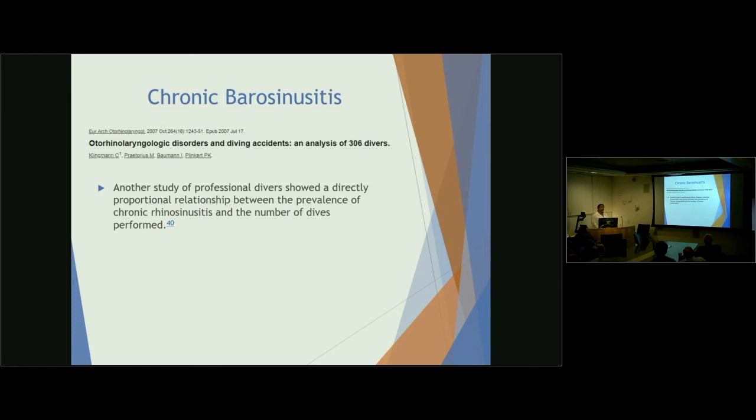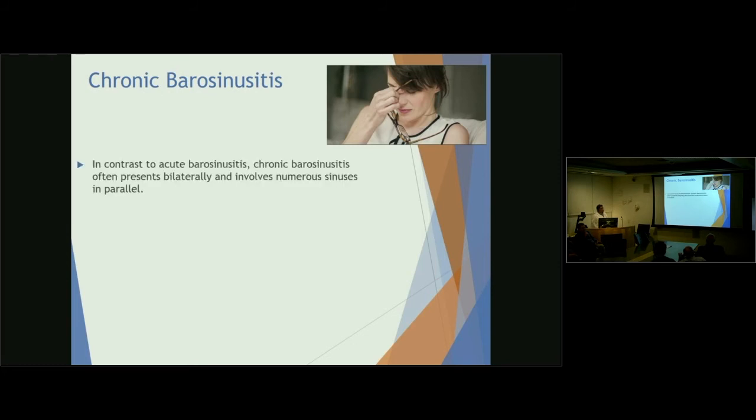So there is a difference, as far as sinus chronic inflammation, between a person who has dived 200 times and a person who has dived two times, based on these MRI studies. In contrast to acute barosinusitis, chronic barosinusitis often presents bilaterally and involves numerous sinuses, with recurrent severe pain during ambient pressure changes, but they also have that ongoing sinus issue year round. So that's the difference between chronic barosinusitis and recurrent acute barosinusitis.